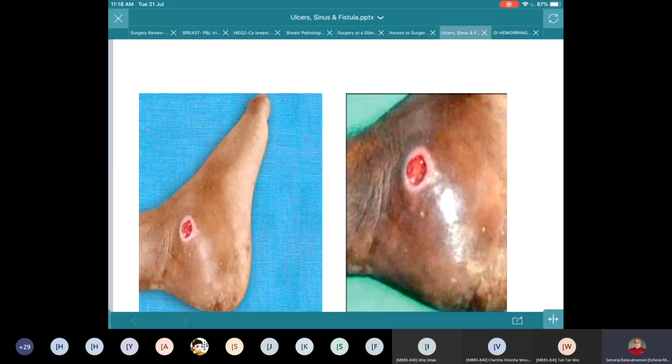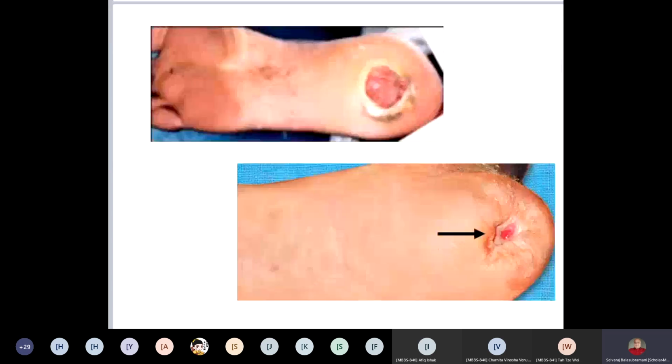Okay. Now here you are seeing one ulcer over the pressure point, over the calcaneum. What is this ulcer? Can you tell me? Patient is a diabetic. Okay, now you tell me. What is this ulcer? Patient has uncontrolled diabetes, and he has developed this ulcer over the bony point, pressure point, that is over the calcaneum.